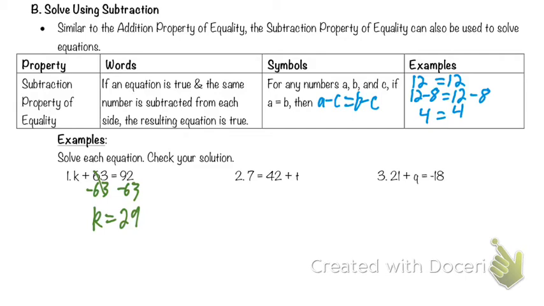Anyway, so K is equal to 29. Okay. So it's like somebody just responded to your really long text. Okay.